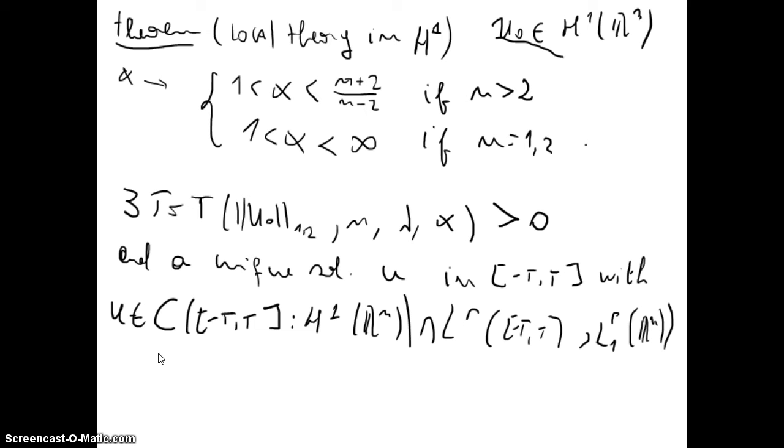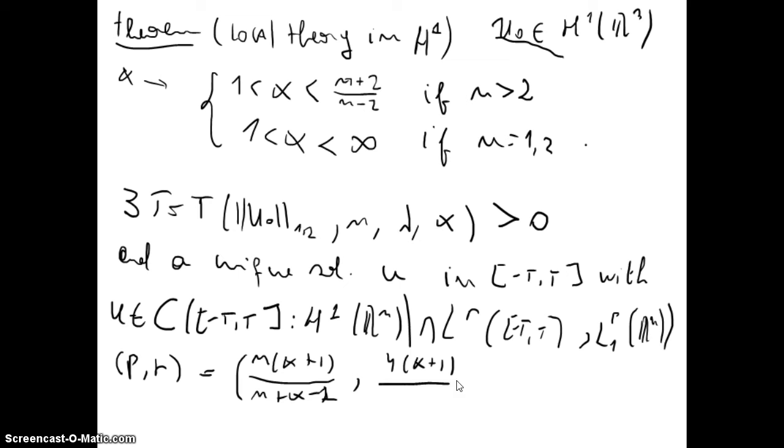W^{1,rho}, and now we will see what rho is. Let's put it like this: rho will be n multiplied by alpha plus 1, over n plus alpha minus 1, and r will be 4 alpha plus 1, over n minus 2 multiplied by alpha minus 1. Okay, this is for n greater or equal than 3.